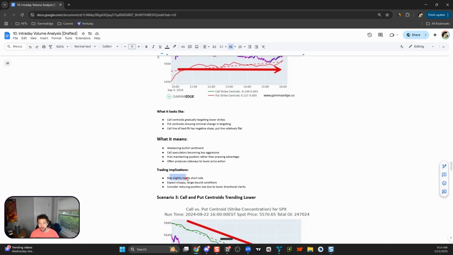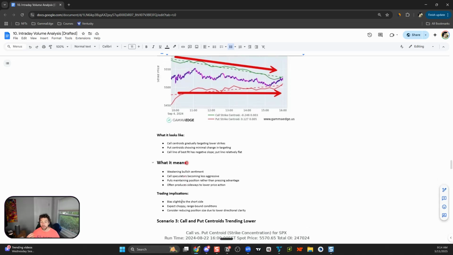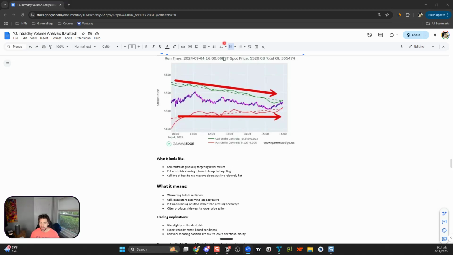This also often produces sideways to lower price action. So, trading implications: bias is slightly to the short side, expecting choppy, range-bound markets. Really consider reducing position size until we get better directional clarity. The way you can think of this is we really shouldn't be expecting an impulse move higher because we're not seeing that speculation higher, but it kind of puts a lid on the downside move because we're not seeing that aggressiveness to the downside either.